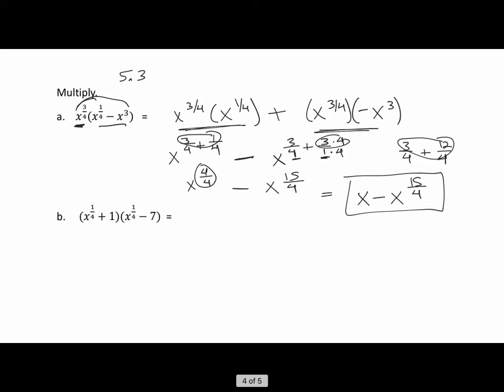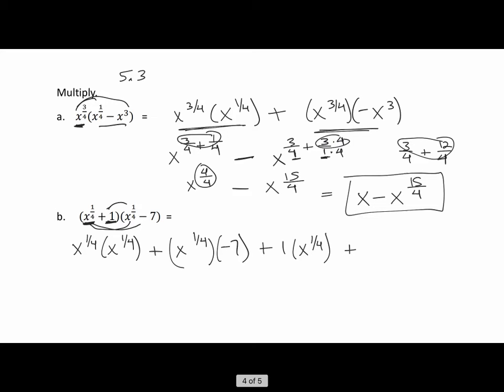For example B, this is a binomial times a binomial, so we're going to have to distribute each term to each term. So I'm going to first distribute the first term of the first binomial. So that's going to be x to the 1/4 times another x to the 1/4. Then x to the 1/4 times negative 7. Then I'm going to distribute the second term. So 1 times each of those terms. 1 times x to the 1/4 plus 1 times negative 7.